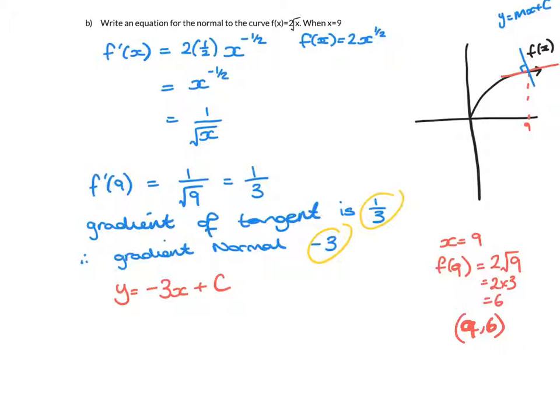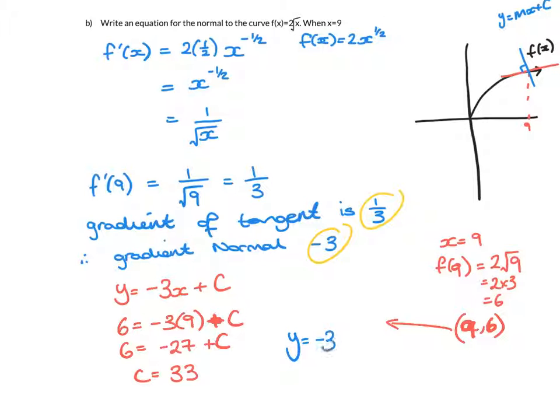Okay, so if we go back over to this side here and say when x is 9, y is 6, so 6 equals -3 times 9 plus c, so we get -27 plus c is equal to 6. So if we rearrange that, we get that c is equal to 33. So we go back to the equation of the normal, y equals -3x, and the c value is 33. And that is the equation of the normal.